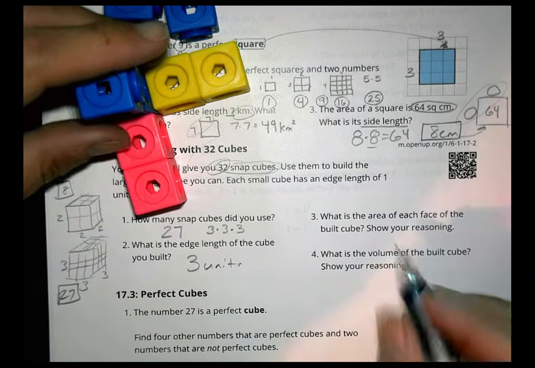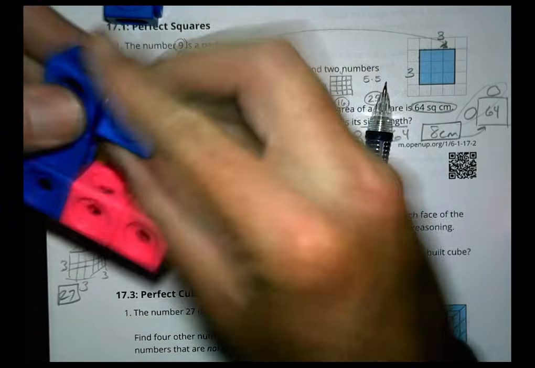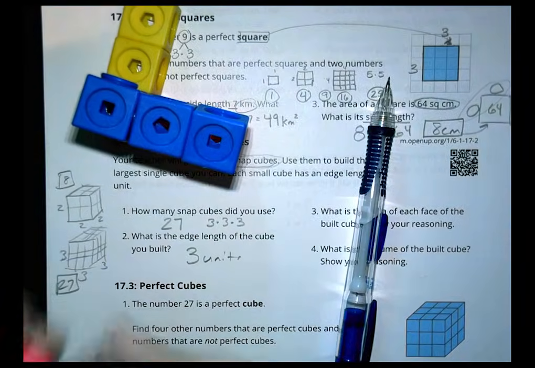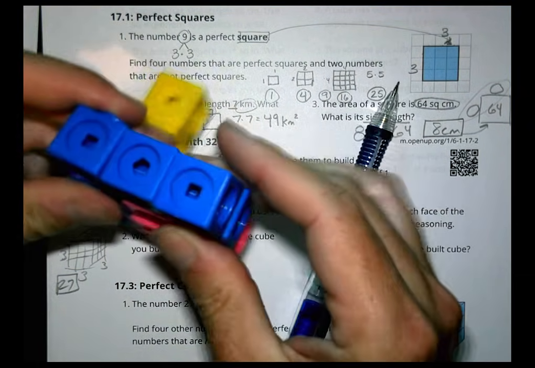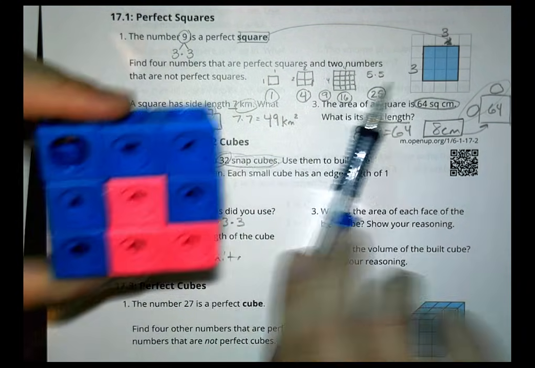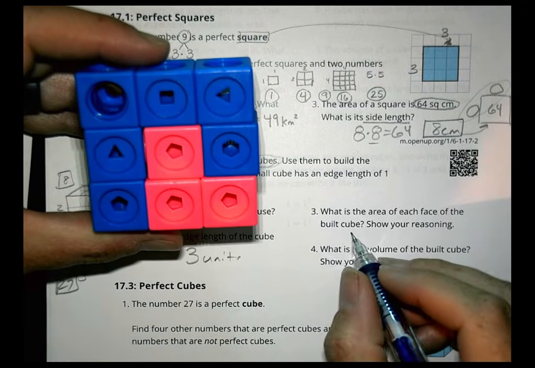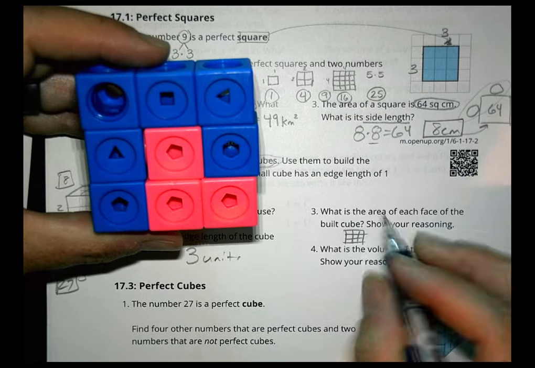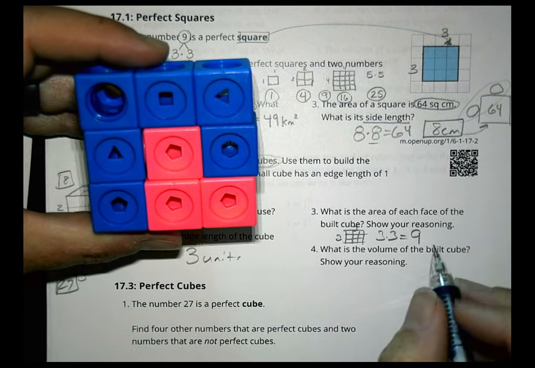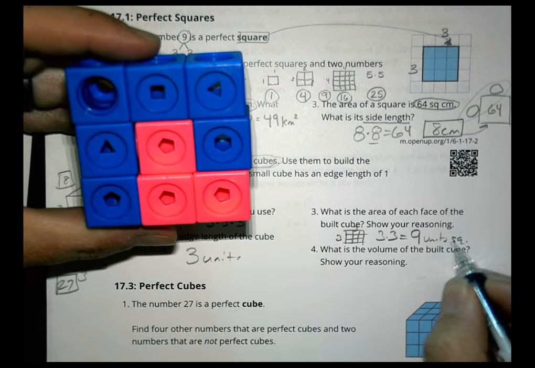Okay, so what is the area of each face of the cube? Well, each face of the cube, we put that together there. 1, 2, 3, and we can go 1, 2 more here. Put those together. So the area of the face of the cube would look something like this, right? So that's going to be 1, 2, 3 by 3. So the area is drawn like this, 3 times 3, and 3 times 3 is 9. Okay? So we have an area of 9 units squared for that one there.